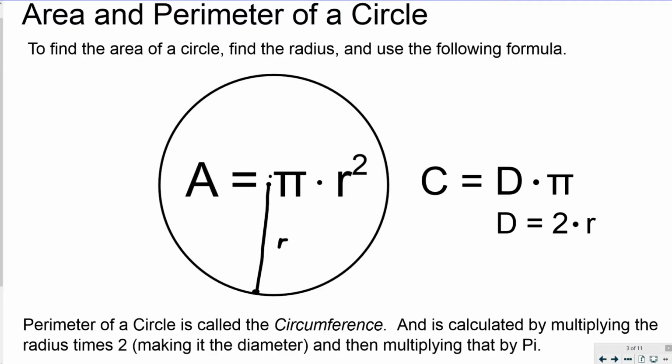If you were to continue this all the way across, that entire length here would be the diameter. And so it's just worth noting that the diameter is twice the radius. To find the area of a circle, you take r squared and multiply it by pi. To calculate the circumference of a circle, you take the diameter and multiply it by pi.